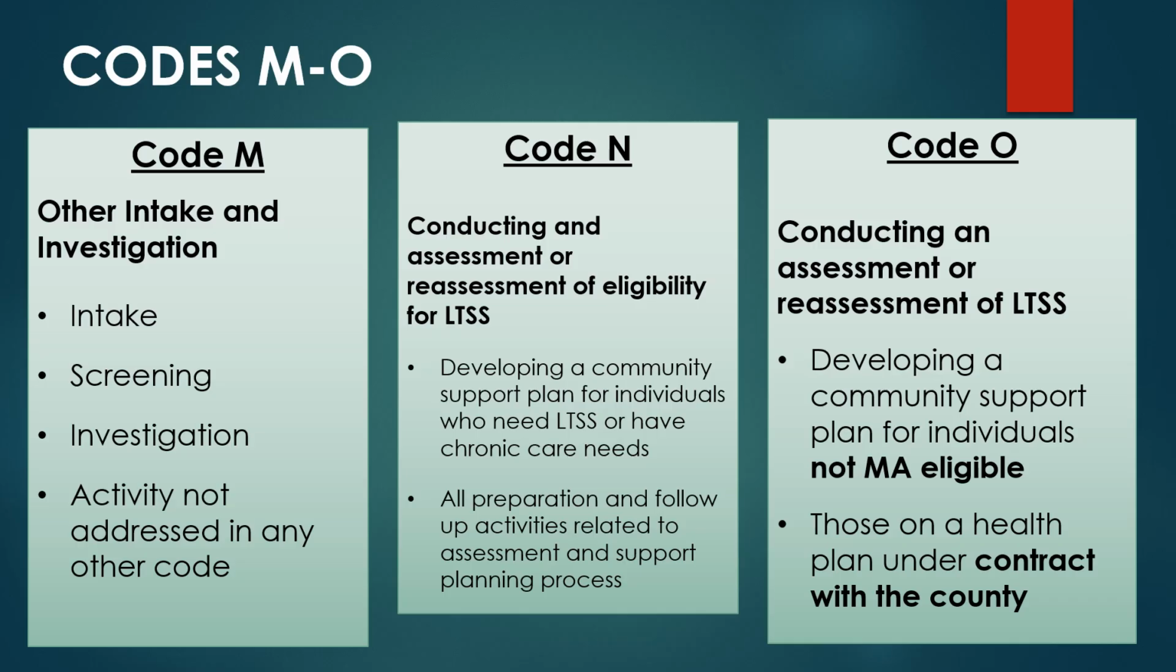Code O is used when engaged in activities related to conducting an assessment or reassessment of eligibility for long-term services and supports, and developing a community support plan for individuals who have been determined to not be eligible for MA or those on a health plan covered under a contract with the county.